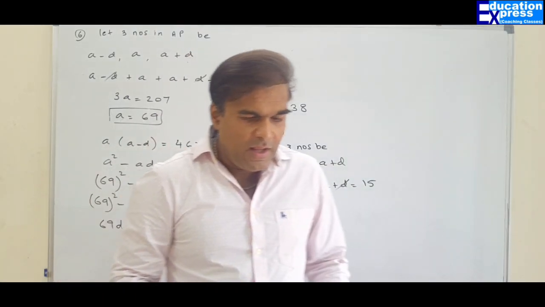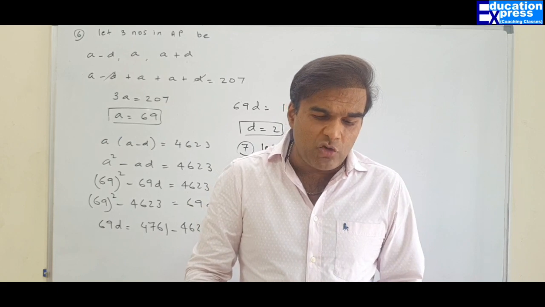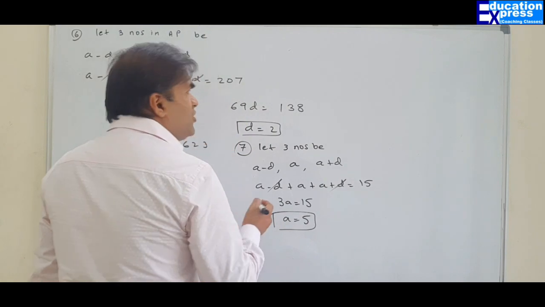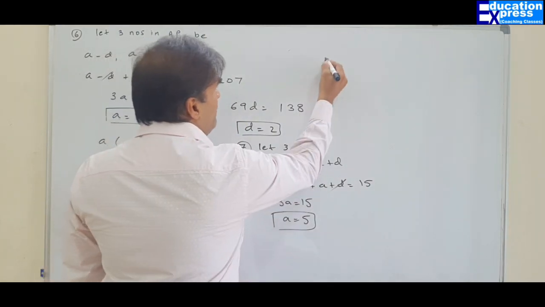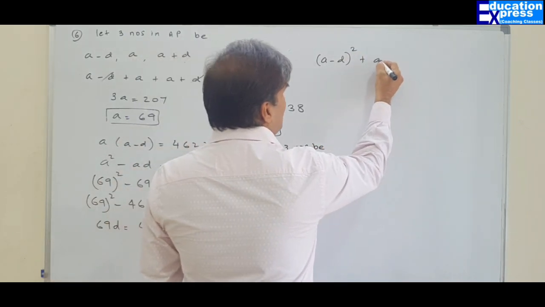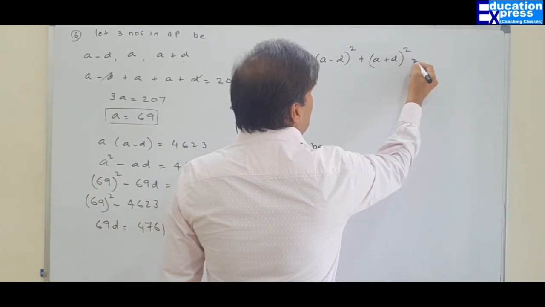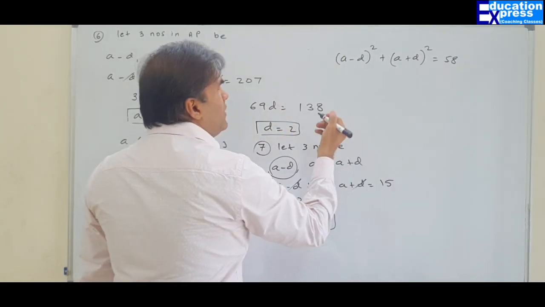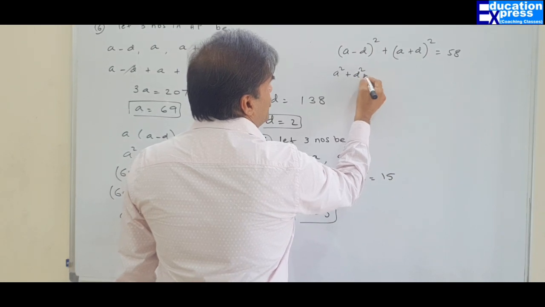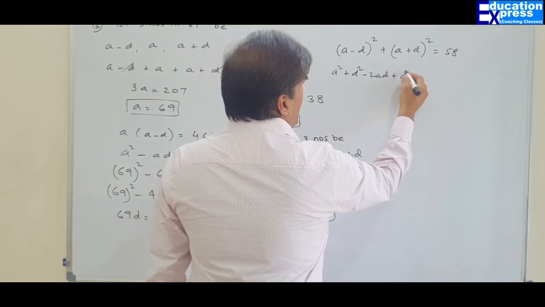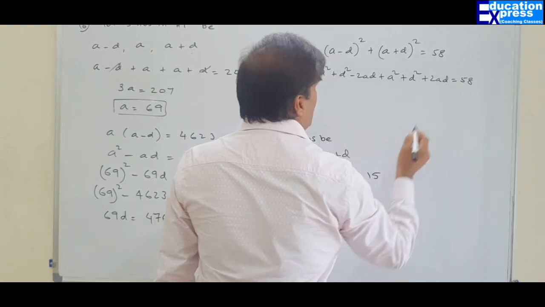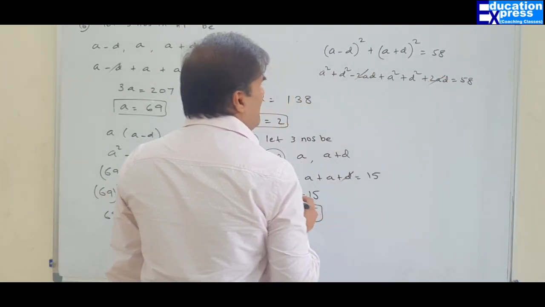Then they say that the sum of the squares of the extreme terms is 58. Sum of the squares of the extreme terms. So square of this, add to square of that. Now this is 58. What do we do? Sir, we will open up the bracket. That means A square plus D square minus 2AD, A square plus D square plus 2AD equals 58. Plus 2AD minus 2AD will get cancelled.